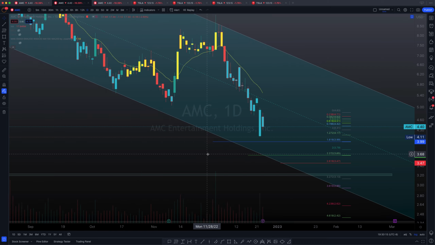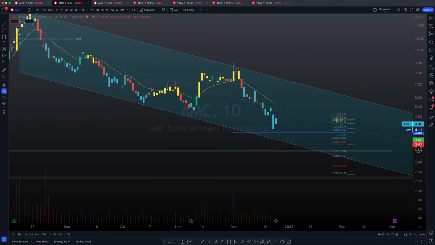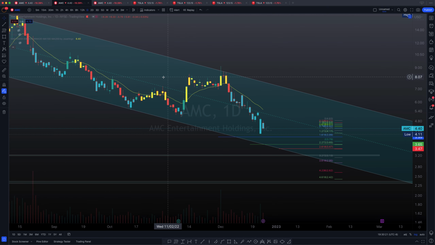So the idea here is for us to validate the descending channel, and that usually requires two touches of both the resistance and the support. In this case, you can see that the second touch has not been met just yet. So this could potentially be that time to do so.